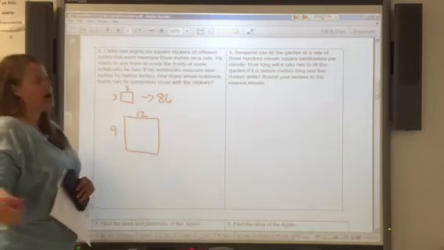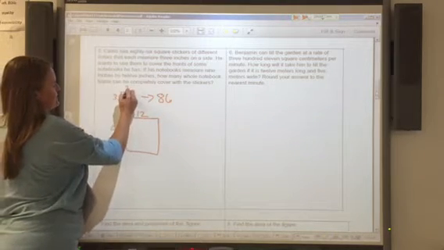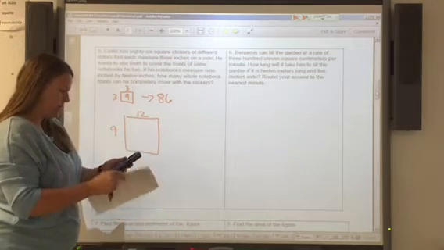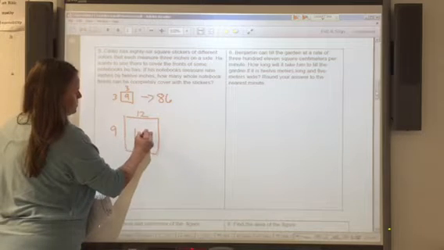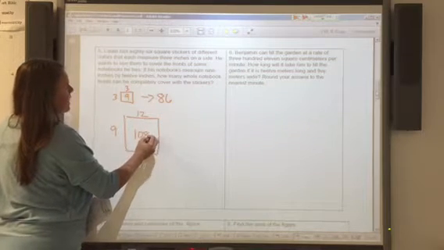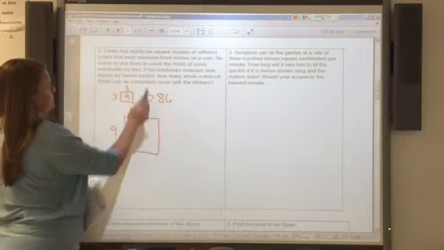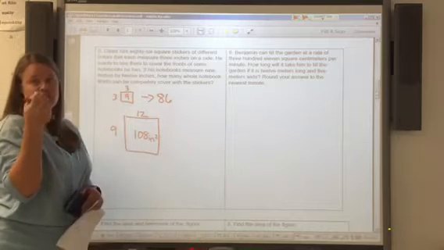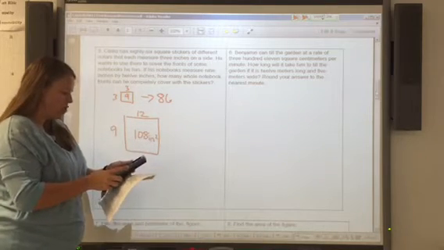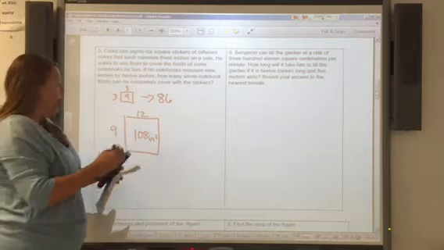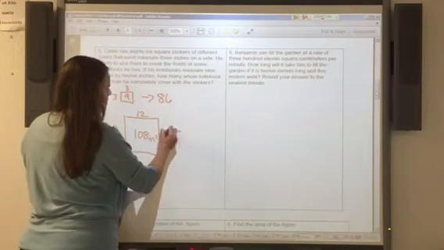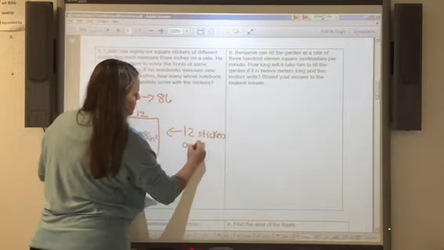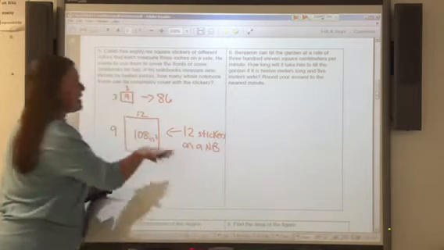So this is an area problem. So I know the area of this sticker is 9. And I know the area of 12 times 9 is 108. So I need to figure out how many 9 square inch stickers will fit there. So I do 108 divided by 9, and I can fit 12 stickers on a notebook. But that's not the final question.